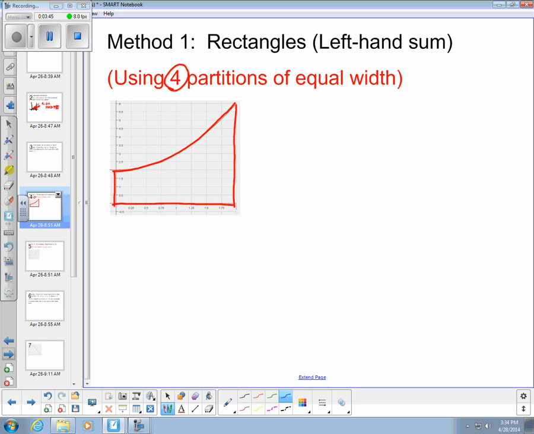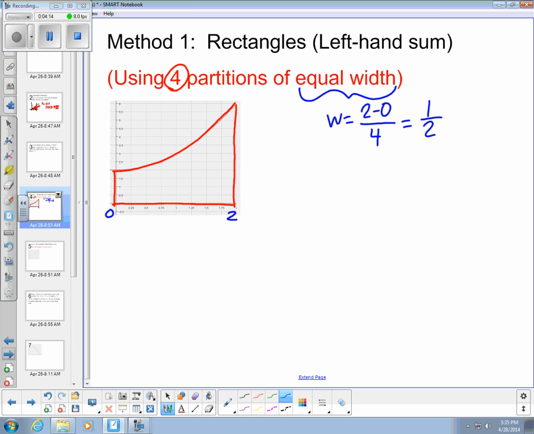So how do I know how wide they should be? Well, let's look at our x-axis and see what we're going from. We're starting at 0 and we're ending at 2 because we had that line x equals 2 as one of our boundaries. So my total width for the whole region would be 2 minus 0. But I want to split this into 4 parts, so I'm going to divide that by 4. So I'm going to make rectangles with a width of a half.